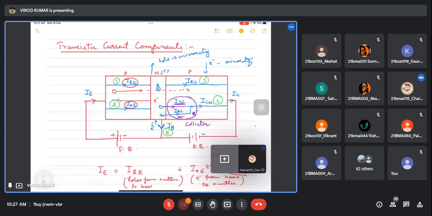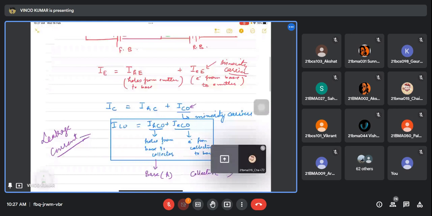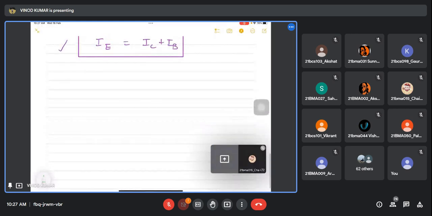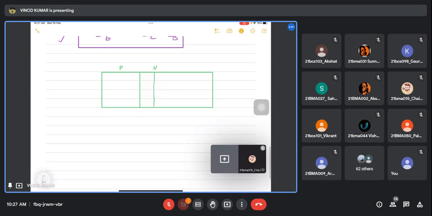सर एक बार फिर से ये ब्रीफ में समझा देंगे. Okay, सबसे पहले यस सर.